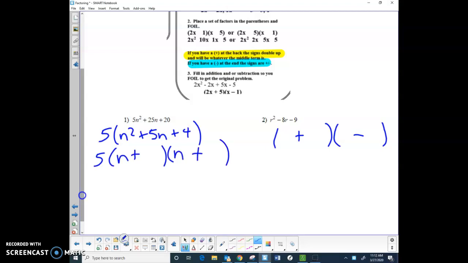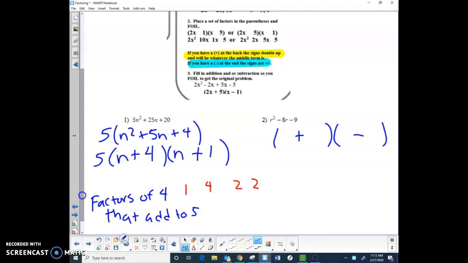All right, so I've got an n plus and an n plus. Now I'm looking at factors of 4 that add to 5. So my factors of 4 are 1 and 4, and 2 and 2. Well, I only have one option here. 2 and 2 add to 4, 1 and 4 add to 5. So those are the numbers that are going to fill out those parentheses.